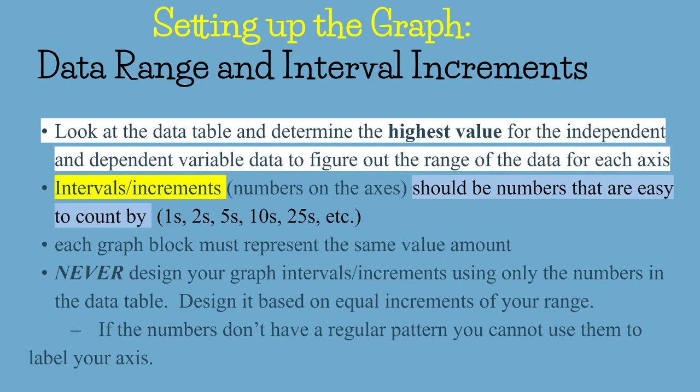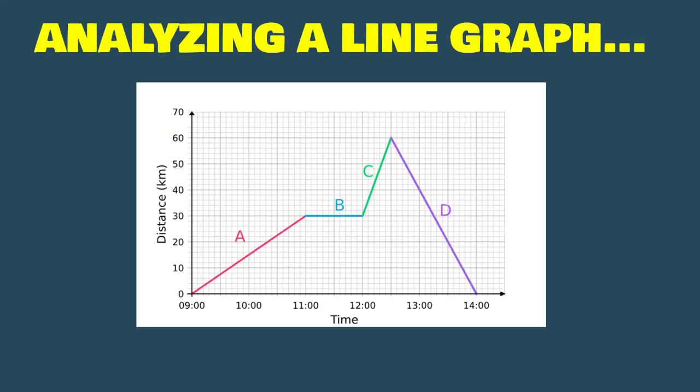Never design your graph interval increments using only the numbers in your data table. You need to design it based on equal increments from your range. If they don't have a regular pattern, don't use them to label your axis. Once again, you need to make sure that each of your boxes is the same size. Alright, so once you have finished that sheet, your teacher, your substitute should have an answer key. You'll go over that. Let's talk about analyzing a line graph.